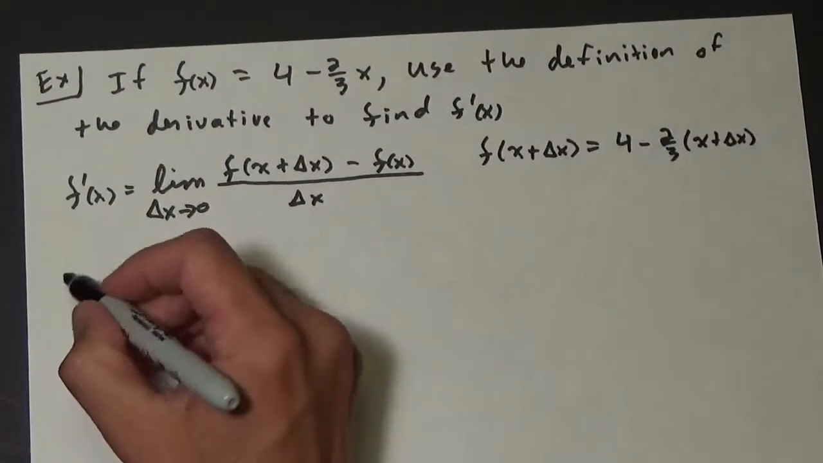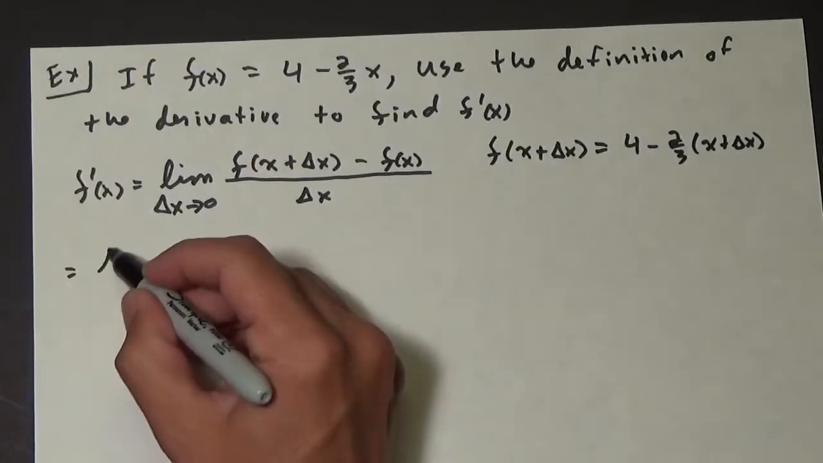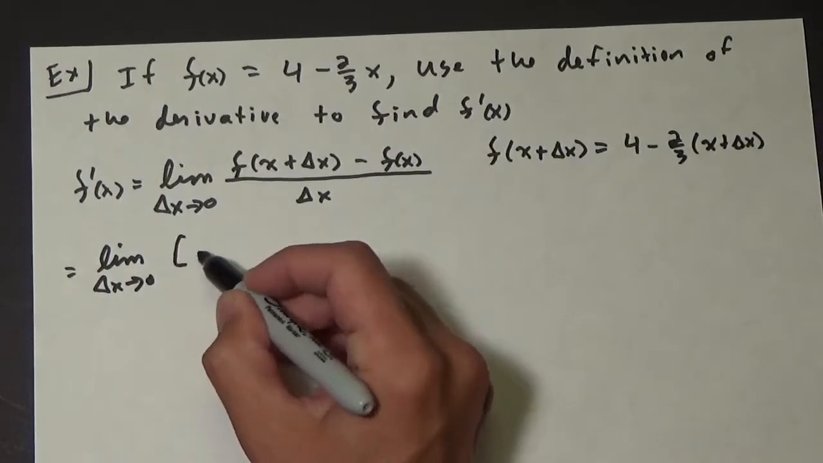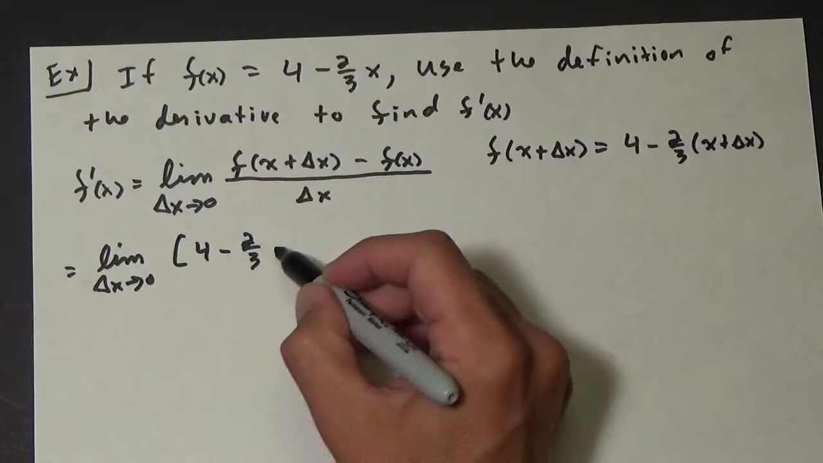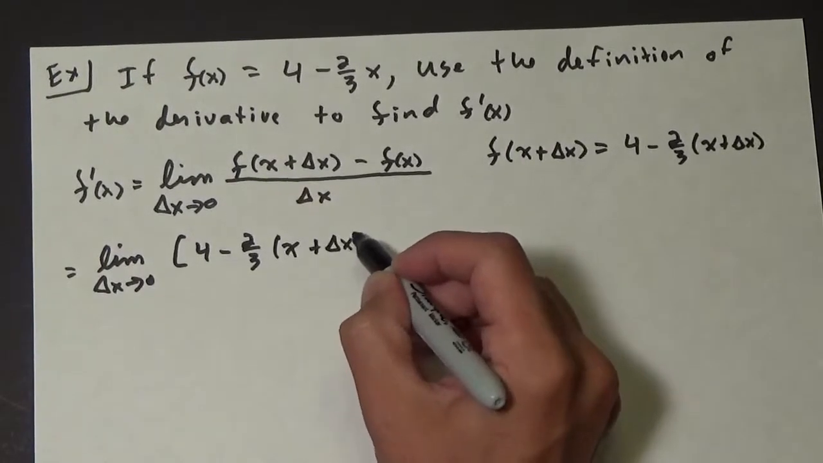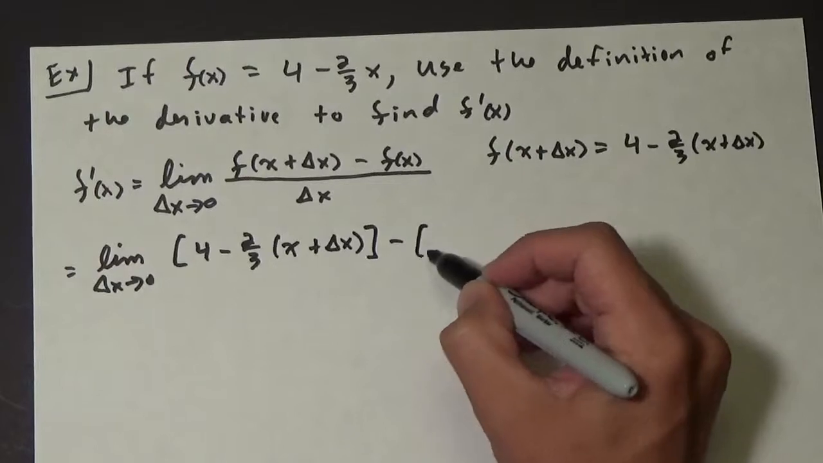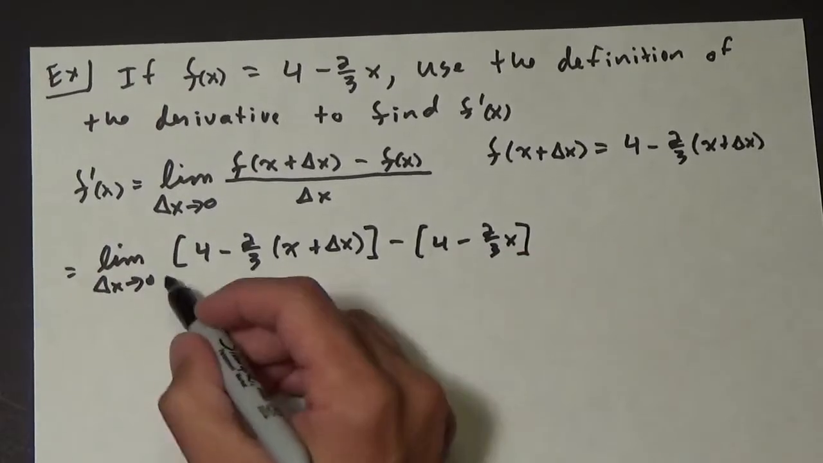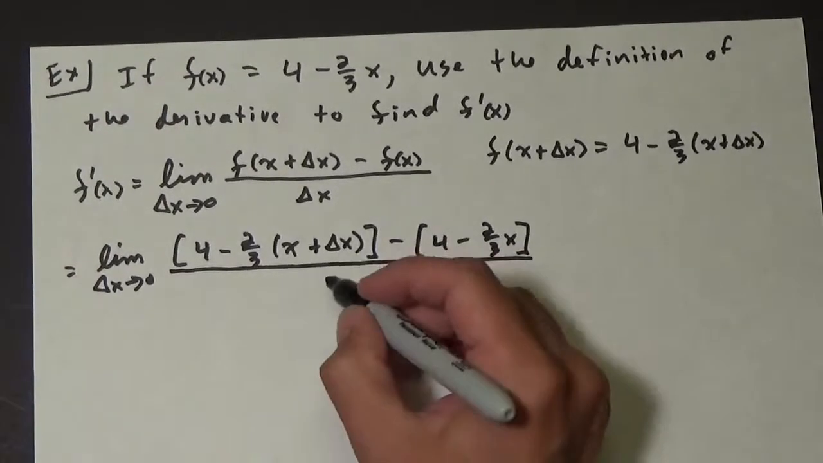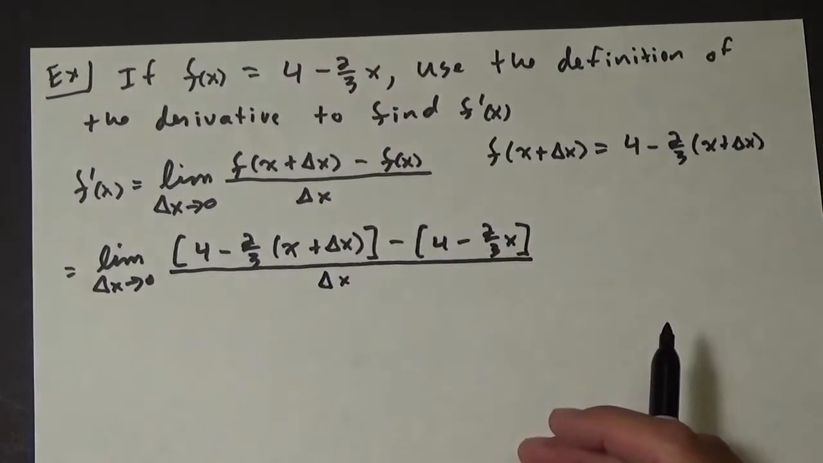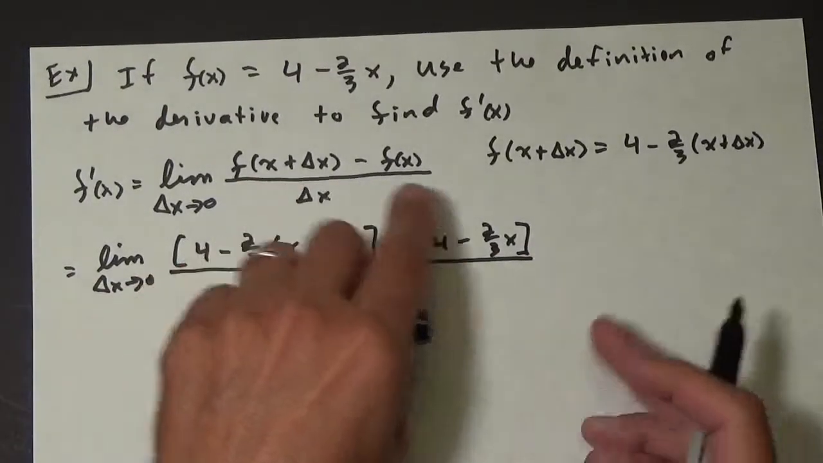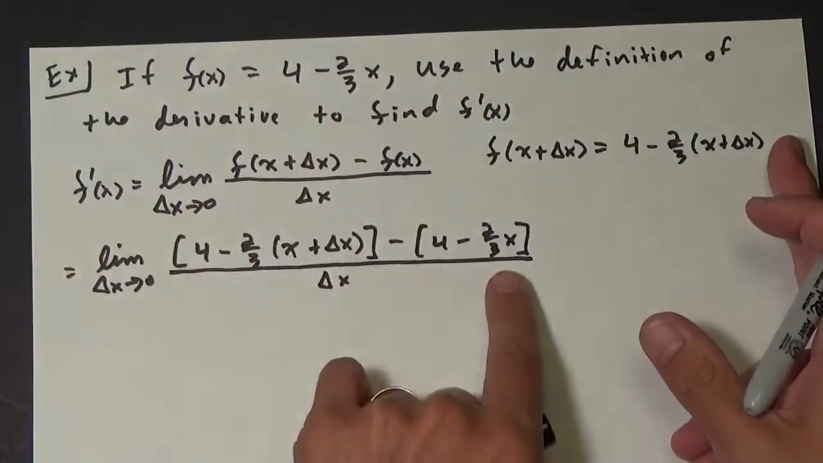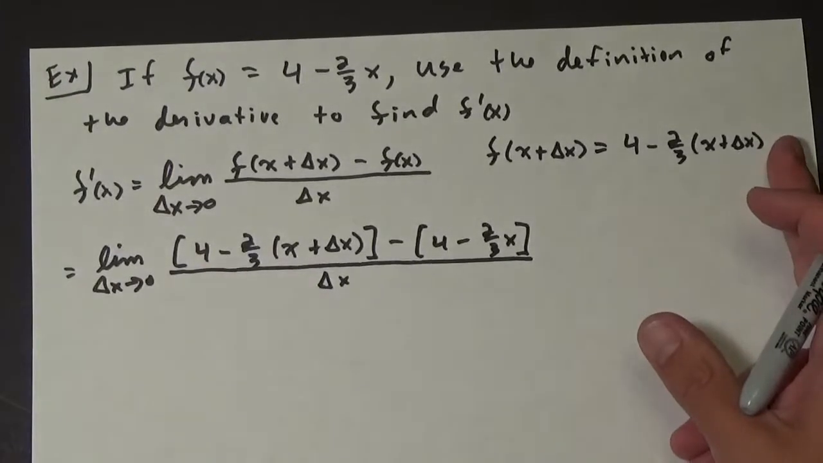Alright, so let's put everything into our limit. So we're going to have the limit as delta x approaches 0 of 4 minus 2/3 times x plus delta x, minus f of x, so that is 4 minus 2/3 x, all over delta x. So we took our f of x plus delta x, which is this, substituted it into our limit. We took f of x, which was this, and substituted it into our limit. Now we need to evaluate this limit.